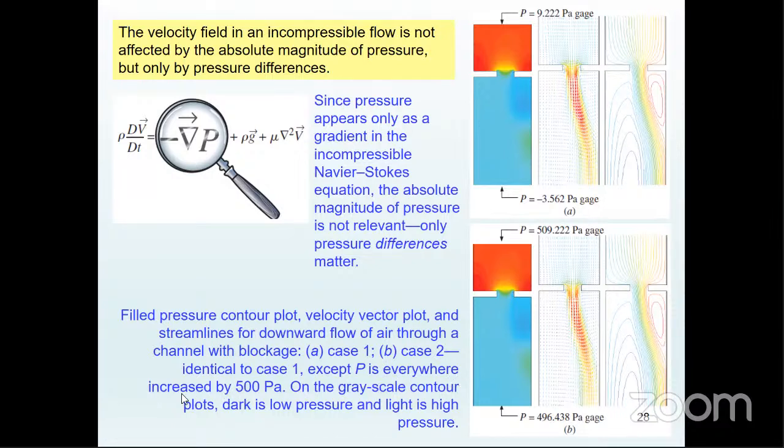Except p is everywhere increased by 500 hectopascal. On the grayscale contour plots, dark is low pressure and light is high pressure. Here, this is the high pressure going down. Dark is okay.